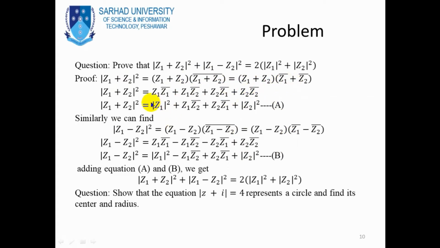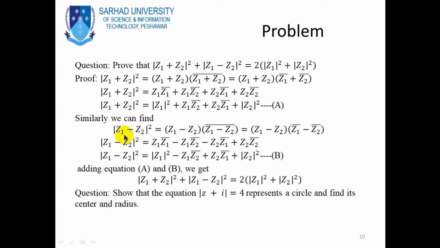Now after multiplication we obtain z1 into z1 conjugate plus z1 into z2 conjugate plus z2 into z1 conjugate plus z2 into z2 conjugate, and this is equal to the square of the magnitude of z1 plus z1 into z2 conjugate plus z2 into z1 conjugate plus the square of the magnitude of z2. This is equation number A.